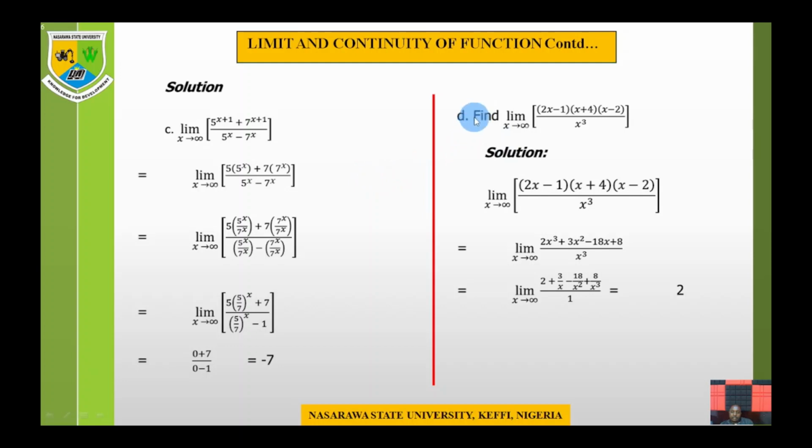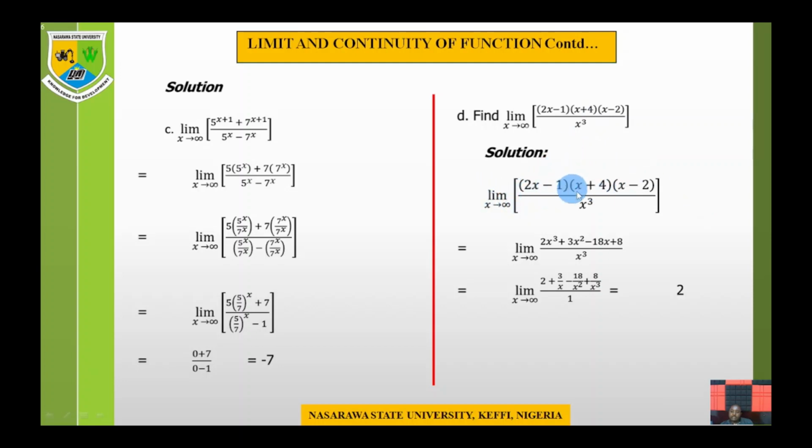Finally, D, the limit of the function 2x minus 1 times x plus 4 times x minus 2 all over x raised to the power of 3 as x approaches infinity. The same thing is applicable here. If you make a direct substitution, you are going to get an undefined quantity.